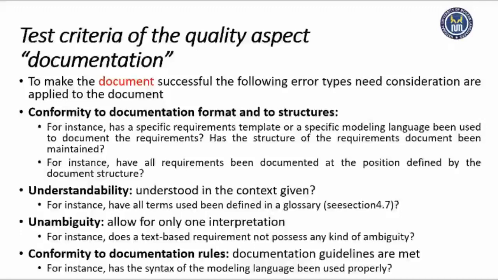Next, understandability: requirements must be understood in the context given. For instance, have all terms that are used been defined in the glossary? Unambiguity allows for only one interpretation. This has to do with the natural language. For instance, does a text-based requirement not possess any kind of ambiguity? You can understand it clearly. Conformity to document rules: documentation guidelines are met. For instance, has the syntax of model languages been used properly?